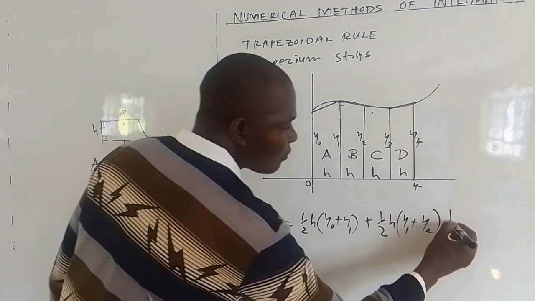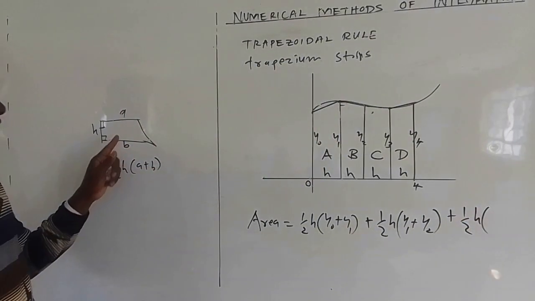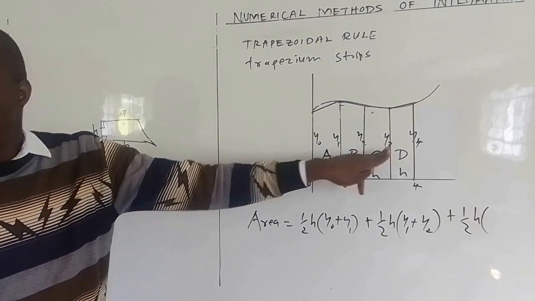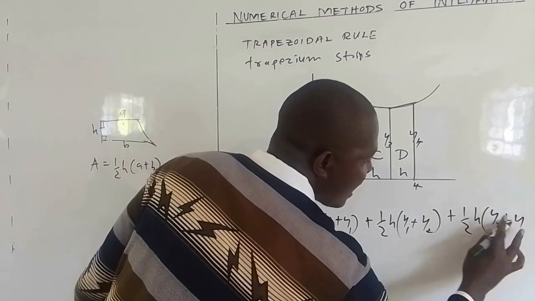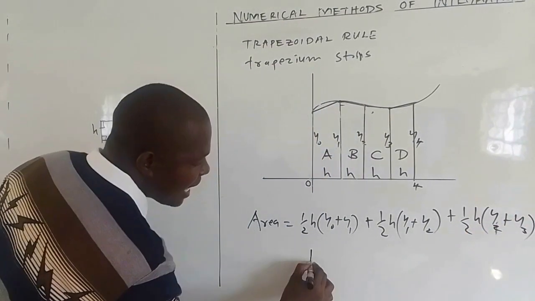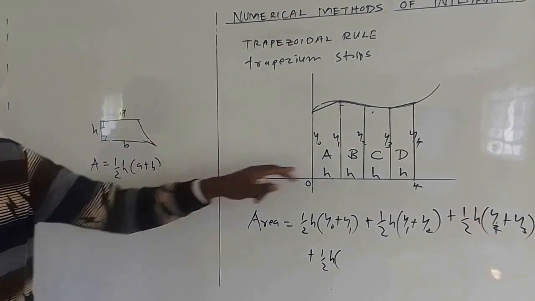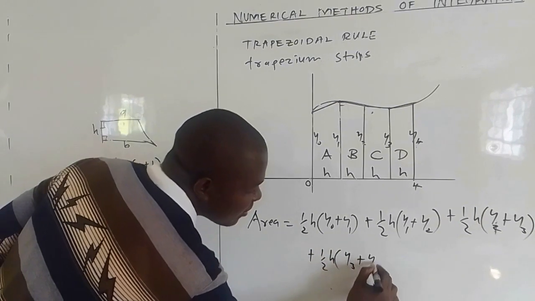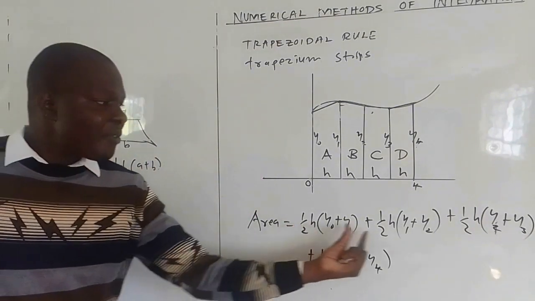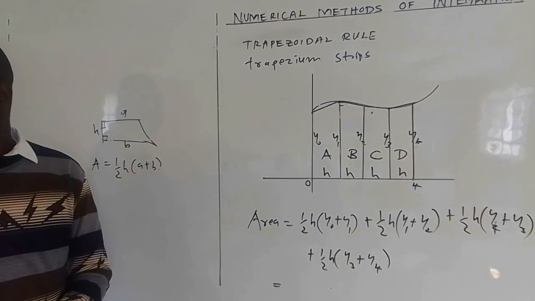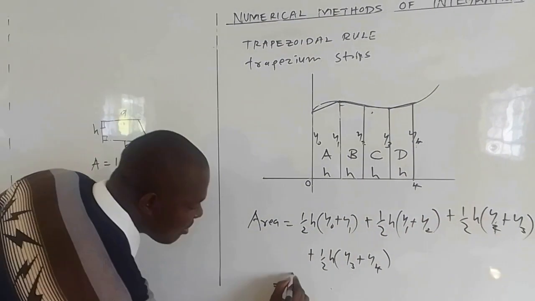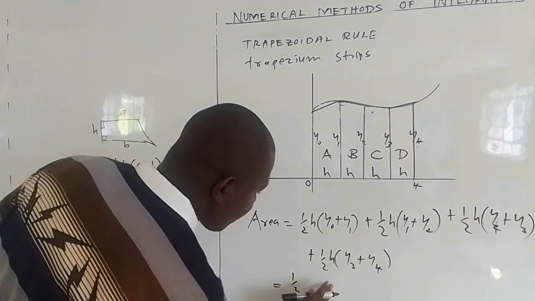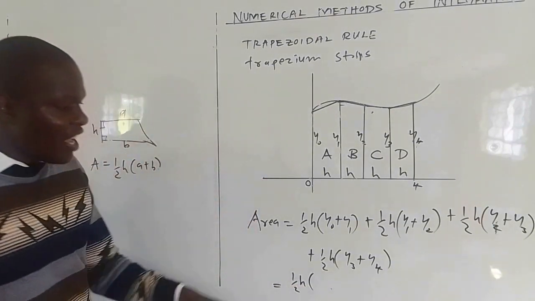Then you move to your C, it is a half H times A plus B, isn't it? So for this third strip, A is Y2, and B is Y3, so it is Y2 plus Y3. Then plus the last strip, it is a half H, A plus B. Your A is Y3, your B is Y4. That is Y3 plus Y4. Then you simplify. You can see a half H is a common factor, isn't it? So you factorize out the common factor. If I factorize out a half H, what do I remain with?